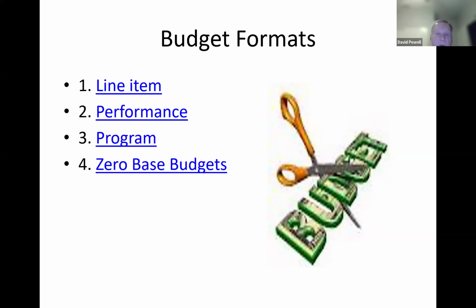And then also consider the amount of resources that that government has, because line item budget will be the least resource intensive. Performance-based budgeting will cost you more time and resources, but by far it's program and zero-based budgeting that will cost you the most time and resources to try and implement.